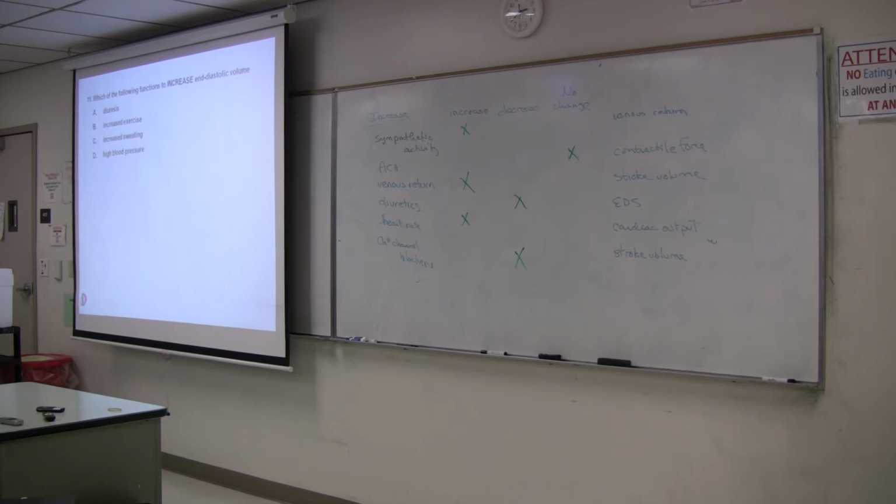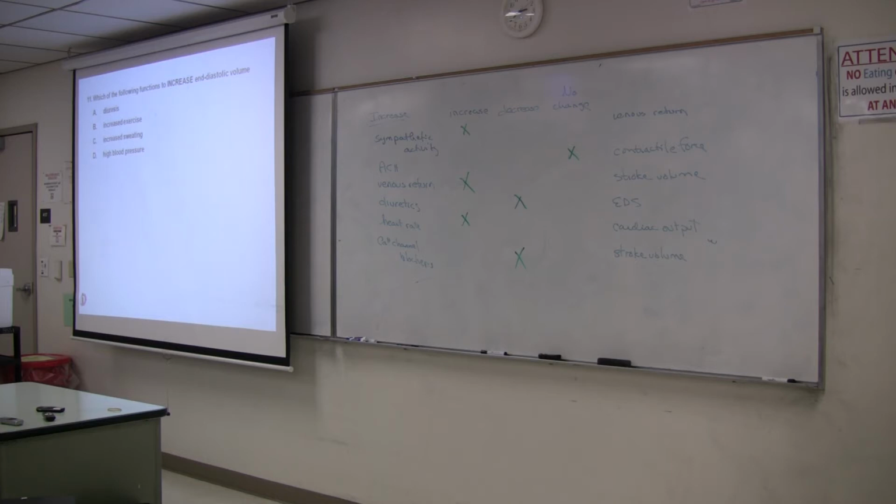So, which of the following functions to increase end diastolic volume? In other words, increase venous return. Diuresis? Increase urine output? No. That will lower blood volume, which will lower venous return, which will lower end diastolic volume, which will lower stroke volume. Okay? Increase exercise? Yes. Increase sweating? No. Because again, fluid loss.